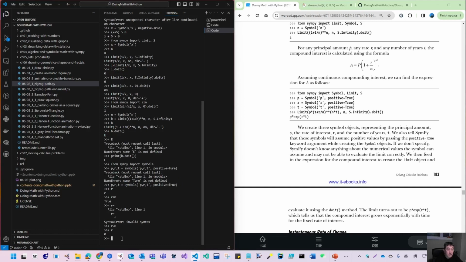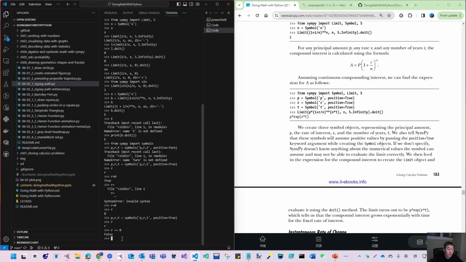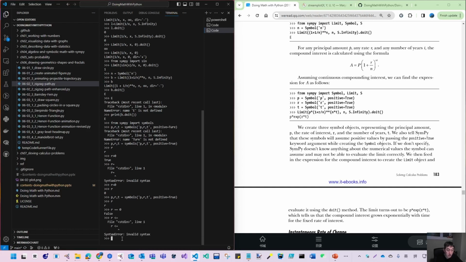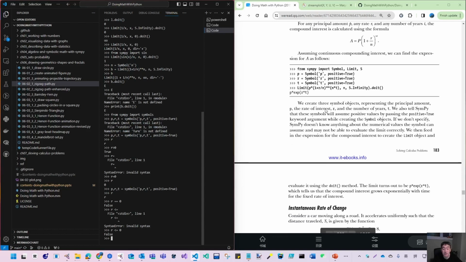Sorry, I should retype that. And r is a symbol, and r is a double equal. So that's false, which means is r less than 0 is false. So we got this assumption works.